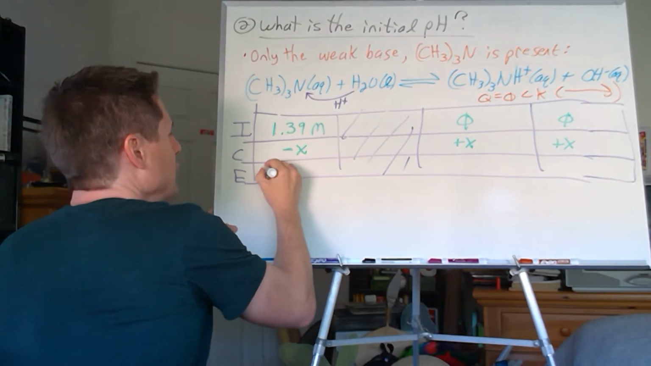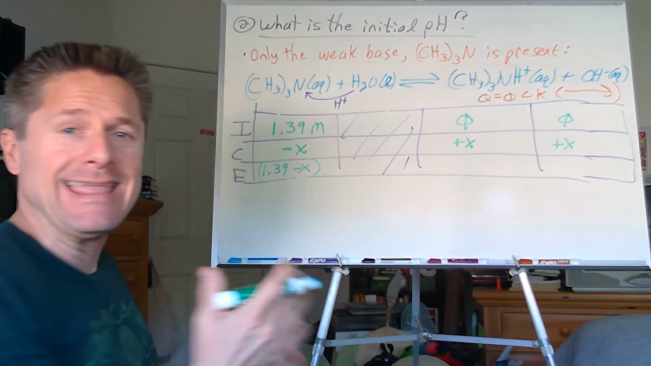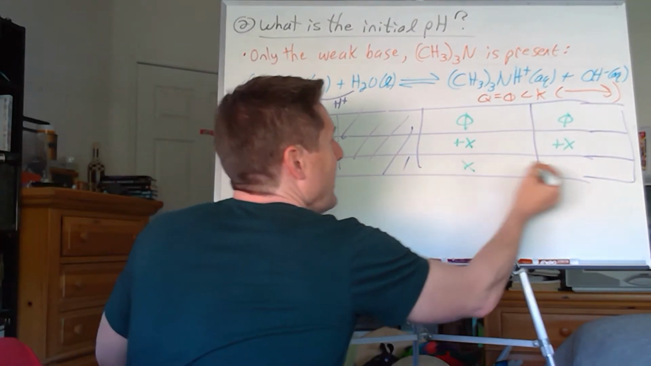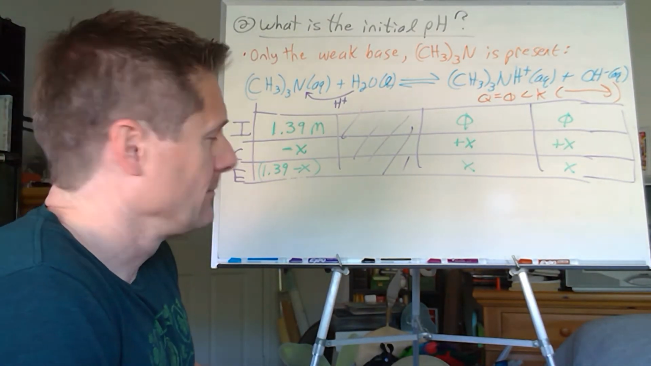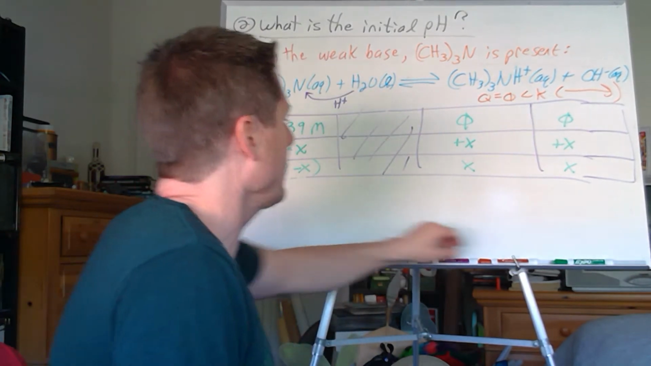So let's take the initial plus the change. So 1.39 minus X. That'll be the equilibrium concentration for the trimethylamine. 0 plus X is X. 0 plus X is X. Broken record. Some of you have never seen a record. All right, here we go. Let's do our Kb.